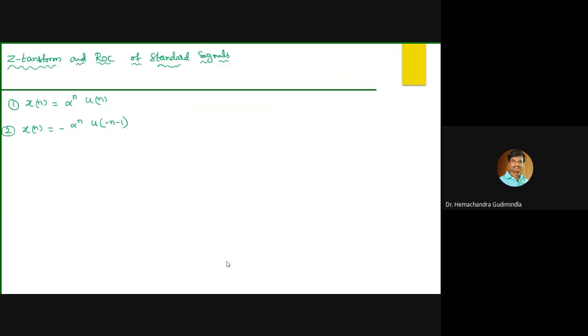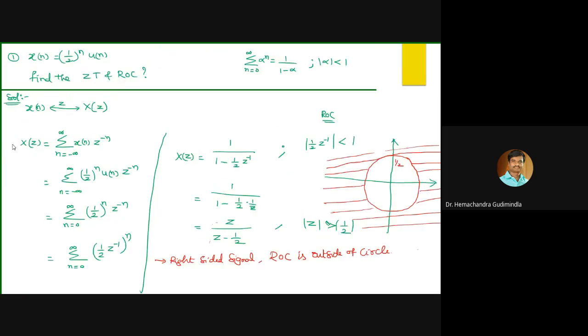So this is the first question. From here I took x of n equal to 1 by 2 whole power n into u of n. This problem we have also solved. Now the second one: x of n equal to minus alpha power n u of minus n minus 1.